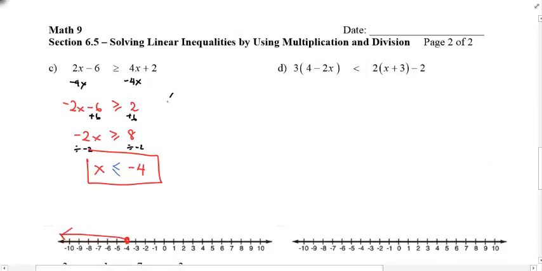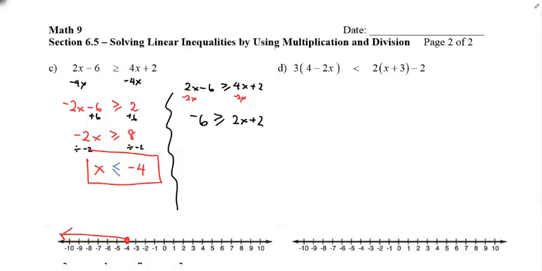Now, let me just do this one again. If I didn't move the x's to the left side, and instead I wanted to keep the x's on the right hand side, notice what happens. We'll subtract 2x on both sides. Negative 6 is now greater or equal to 2x plus 2. We'll subtract 2 on both sides. Negative 8 is greater than or equal to 2x. And then now we'll divide both sides by 2. And notice I'm dividing by a positive this time, so there's no need to change the sign.